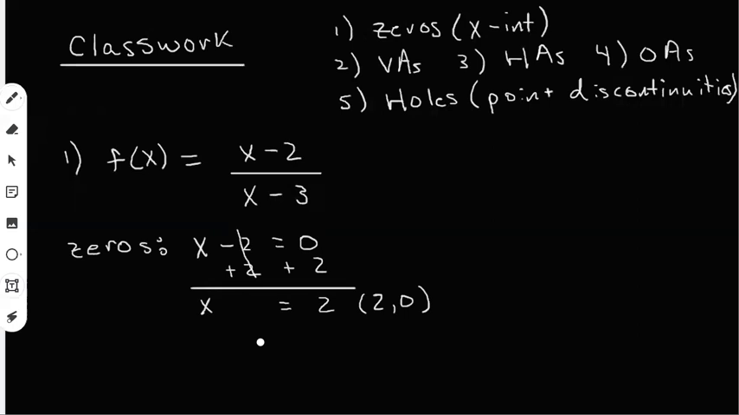Okay, so for the zeros, those are the x-intercepts, right? That's where the graph is going to cross the x-axis. And all I did was I set the top equal to 0. But now I want to set the bottom equal to 0 so I can find the vertical asymptotes, right?